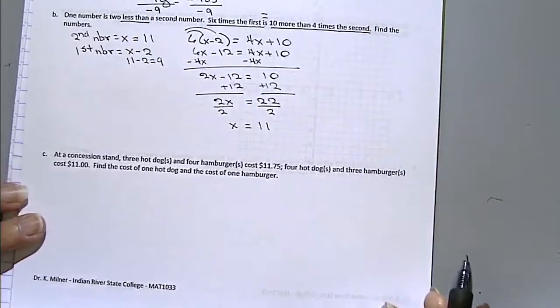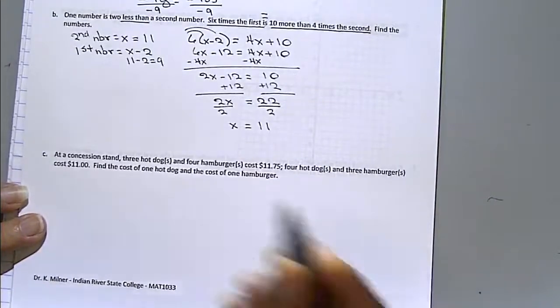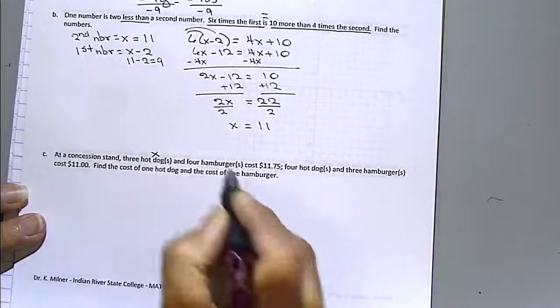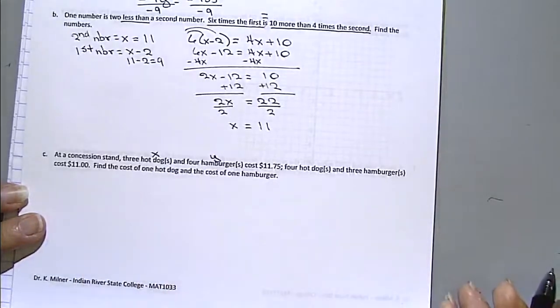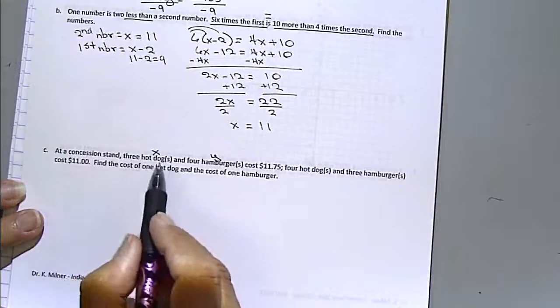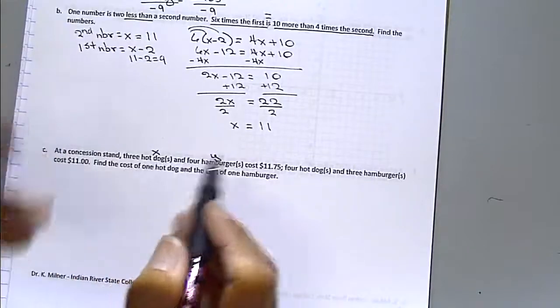So make one of those x and one of those y. I forgot what I made. I made hot dogs x, so let's just go with that. And I made hamburgers my y. And I know that's the number of hot dogs, right? Number of hot dogs, number of hamburgers.